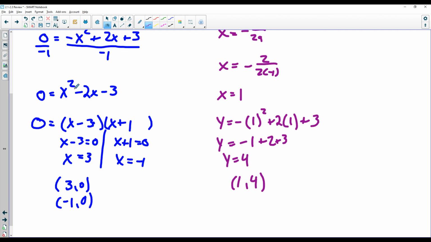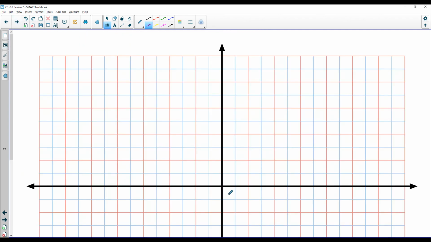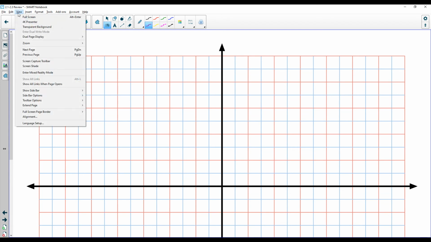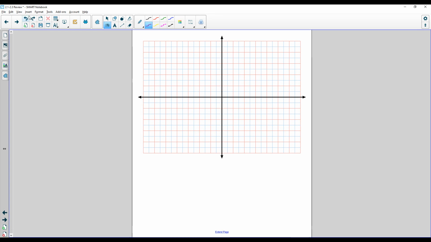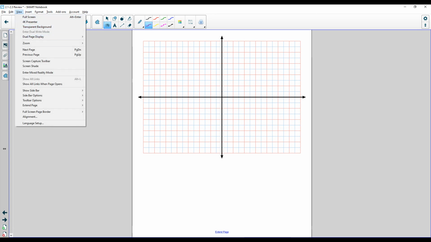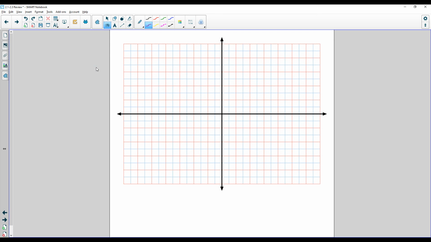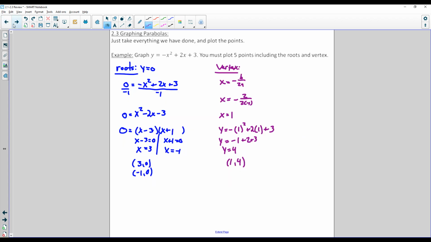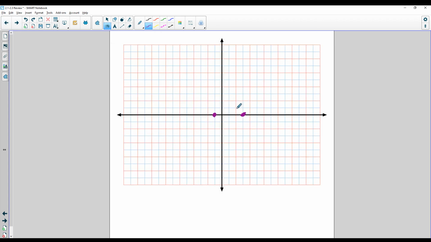Now let's go plot these. We have (3, 0), (negative 1, 0). Let me get a little closer than that. So we had (3, 0), and we had (negative 1, 0), and we said, what was our vertex? Our vertex was (1, 4). So 1, and then 1, 2, 3, 4. And then it said we needed 5 points.